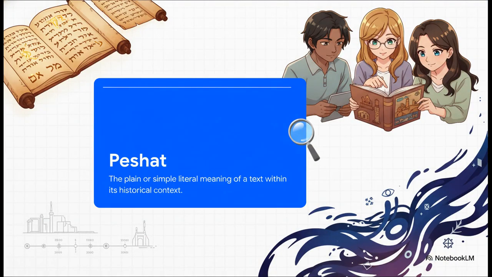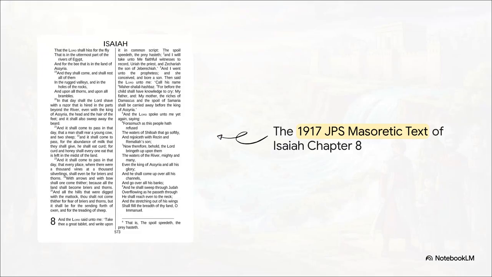Now, before we read a single verse, I want to clarify the specific interpretive method we're using today. It's called Peshat. Peshat is simply the plain, literal meaning of a text within its actual historical context. I want to assure you right up front that we are completely avoiding any complex, mystical interpretations today. There are going to be no deep hidden symbols, no Sod, and no Kabbalah. We're focusing purely on the straightforward historical meaning of the text. We're anchoring our focus in the authentic 1917 Jewish Publication Society Masoretic text, and we'll be walking through the entire 22 verses of chapter 8.